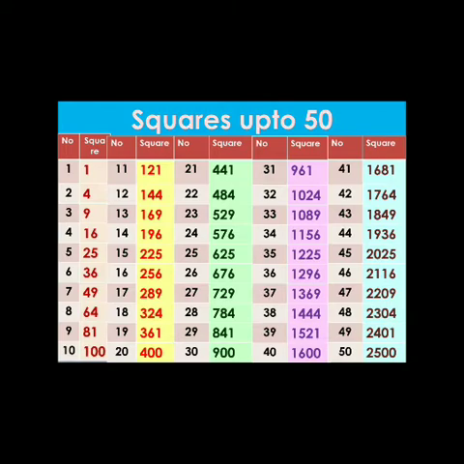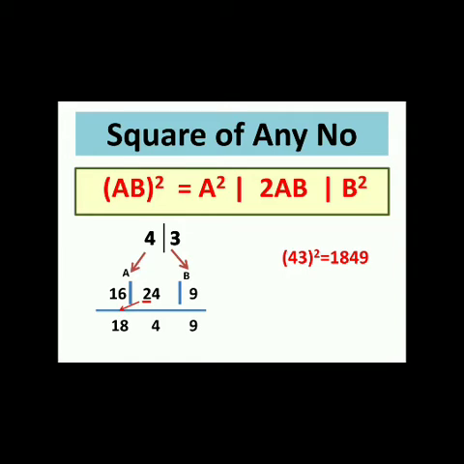Now children, a very simple method for finding the square of any number. Suppose, see the formula given for us, that is (AB) square. Now (AB) square is equal to A square, 2AB and B square. How am I going to solve this? Very easy and simple. See children, suppose my number is 43, I have to find the square of the number 43. So what am I going to do? I will make three compartments or three spaces. First, my number 4 is A and number 3 is B.